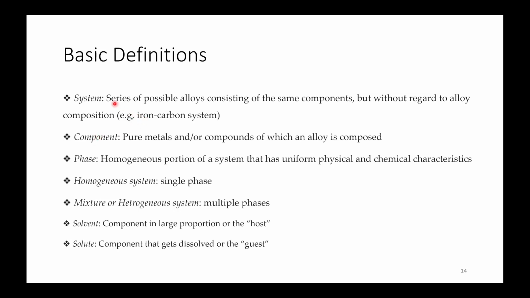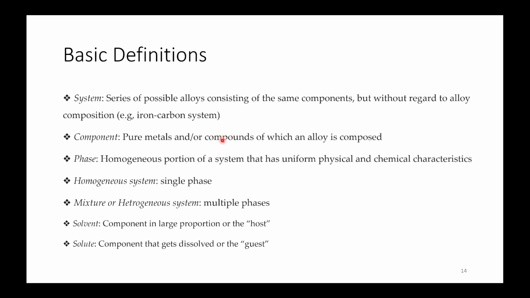So an example of a system will be the iron carbon system. A component is a particular component which can be a solid pure metal, or it can be the formation of some compound. These all will be existing in your system. So pure metals and compounds of which an alloy is composed. For example, in an alloy there can also be compounds present.